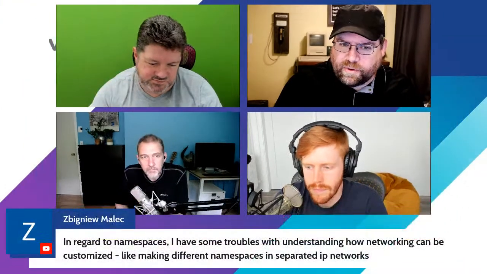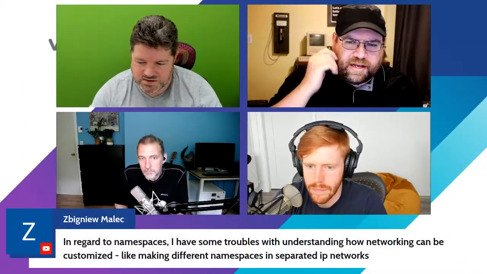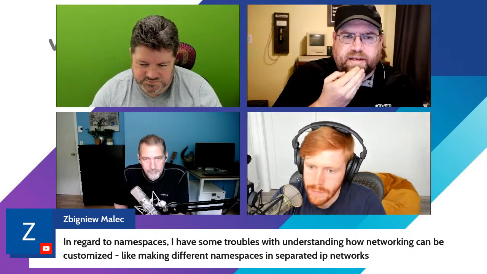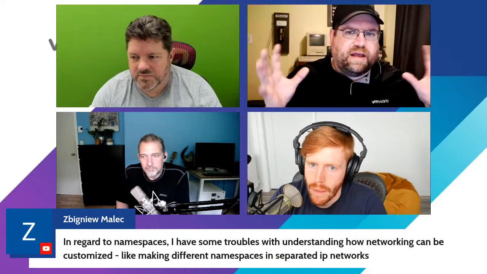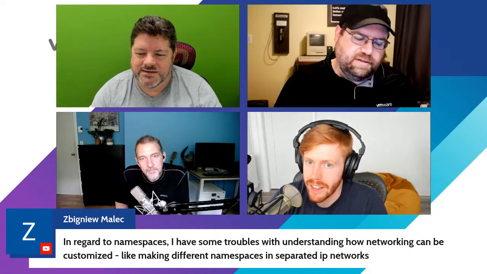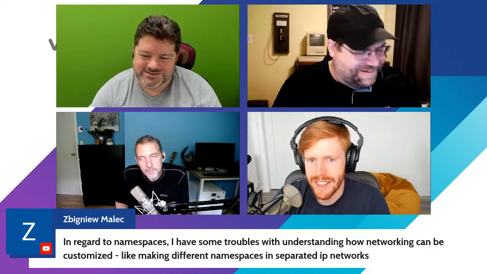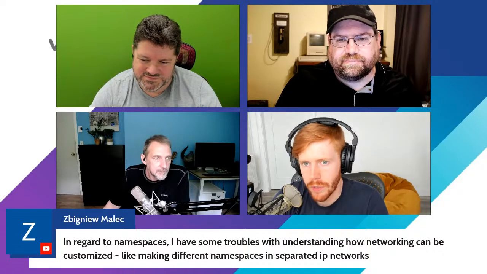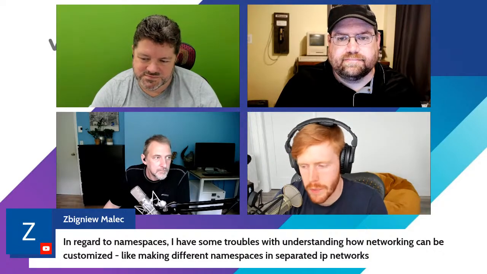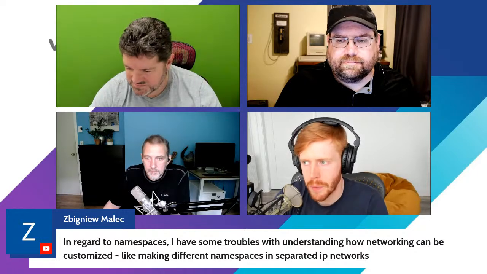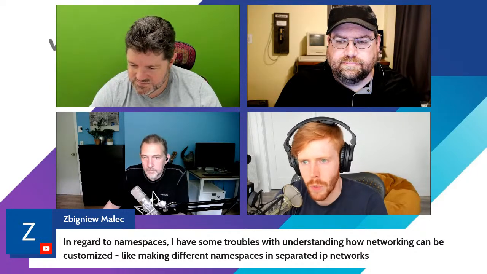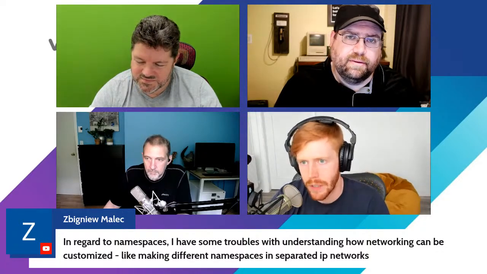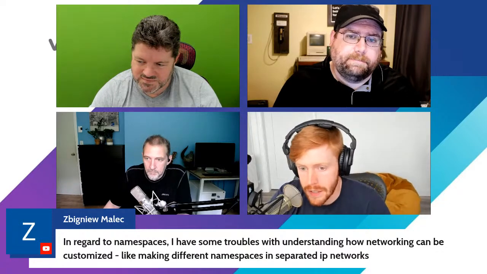And we've got another one about namespaces. Trouble with understanding how networking can be customized, like making different namespaces and separated IP networks. So do namespaces apply to the networks as well? They can if you want them to. Generally, a lot of customers just go with a single workload network for all of their namespaces. It's by far the simplest. And unless you have some really good reason, I don't see why you would want more. Maybe you do need separate networks for PCI, whatever. It makes sense then. So yes, it can be done.